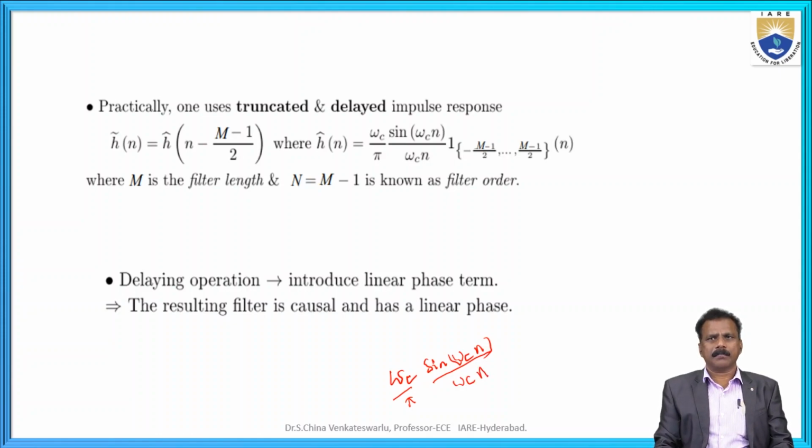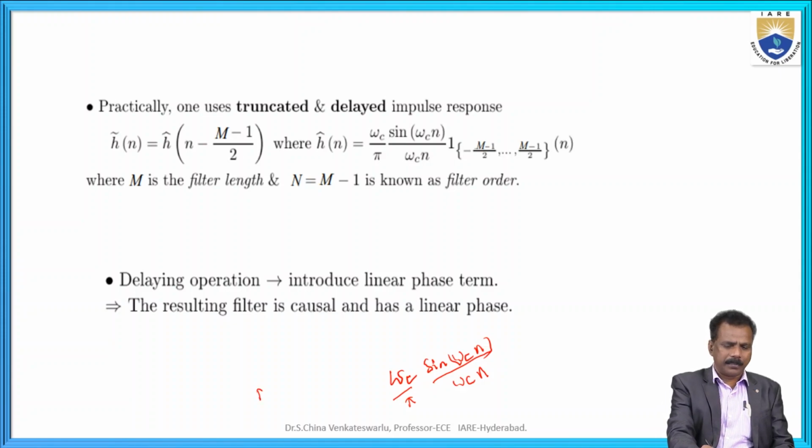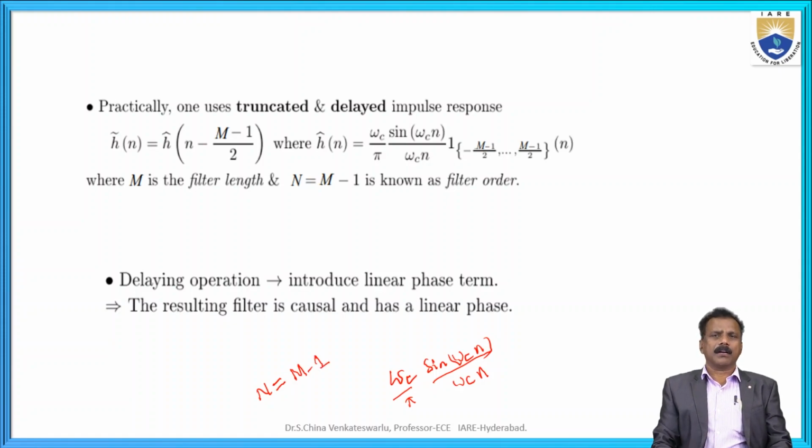Here you have to use the delay (M minus 1) by 2, where capital M is the filter length. The filter length minus 1 is known as the filter order, or order of the filter. With this, what is the next step after using all this in practice?